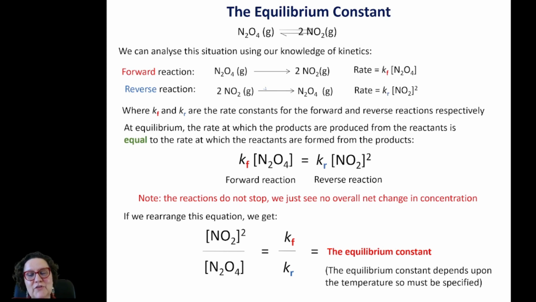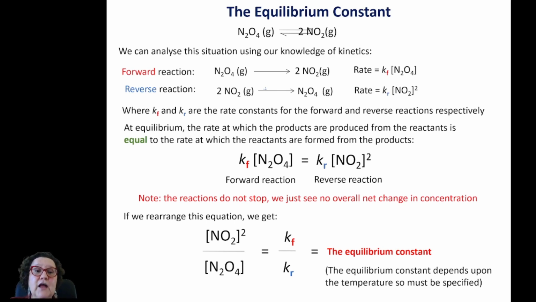Bear with me a moment because this slide packs a punch, but hopefully we can talk you through it. So let's imagine the reaction I was mentioning before, the decomposition of N2O4, the nitrogen tetroxide, into 2 moles of nitrogen dioxide, NO2. You will have the forward reaction, which is going from the N2O4 to the 2 moles of NO2, and that will have a particular reaction rate dependent on the concentration of N2O4. And then you have the reverse reaction, which is the 2 moles of nitrogen dioxide merging to form N2O4.